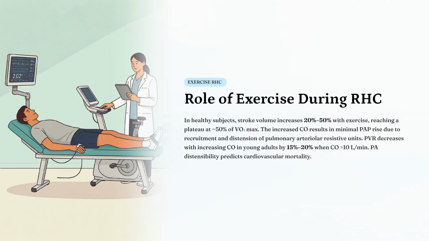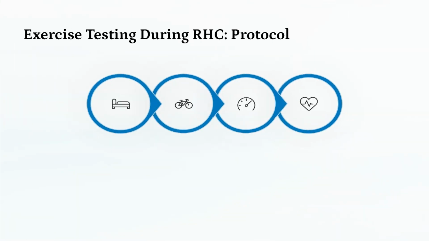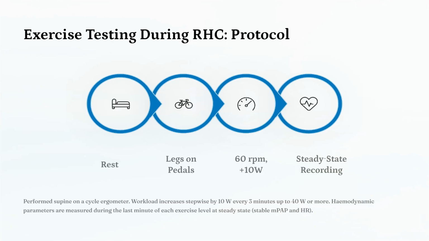Exercise testing during RHC helps assess how the pulmonary circulation responds to increased cardiac output. In healthy subjects, stroke volume increases with exercise, leading to only minimal rises in pulmonary artery pressure. The protocol for exercise testing involves a stepwise increase in workload on a supine cycle ergometer. Hemodynamic parameters are recorded during the final minute of each exercise level once the patient reaches a steady state.